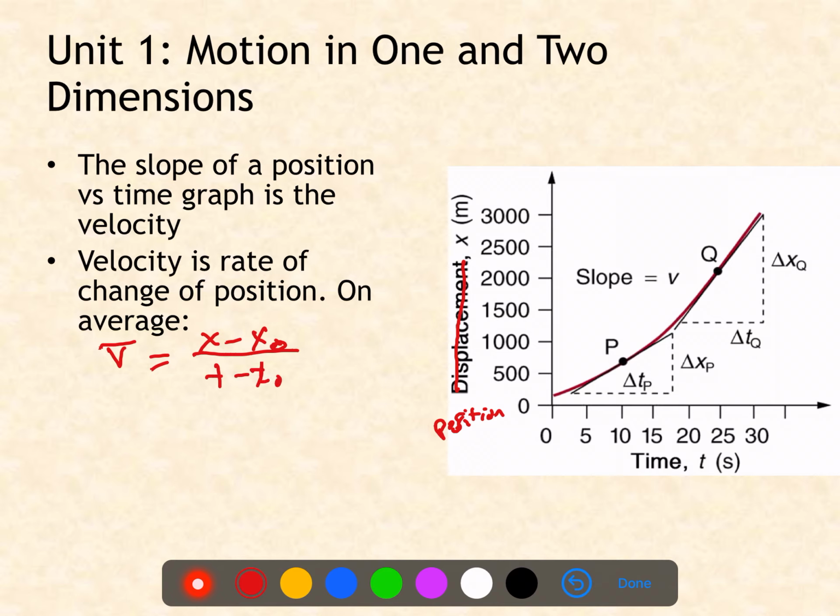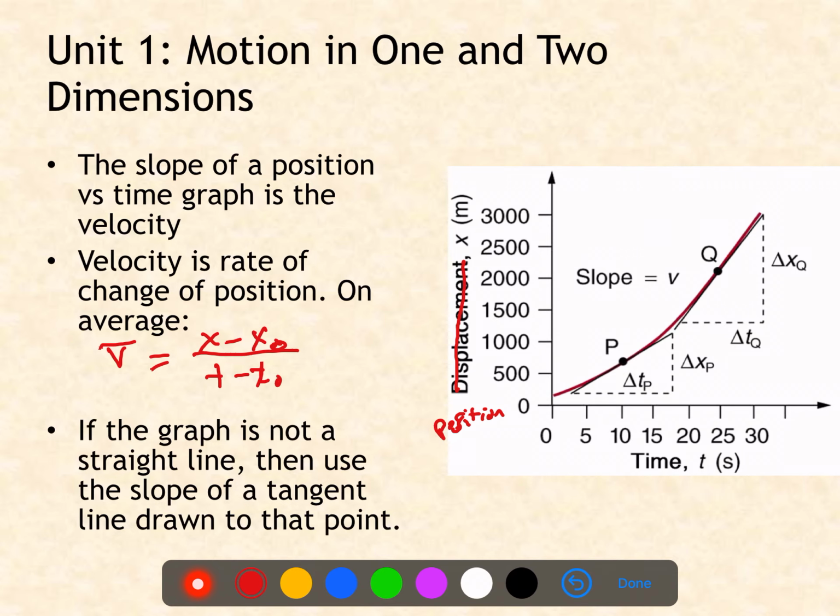So for example, if we have a curved path, then we take a tangent line like what you're seeing here at point P and Q. Then it would be this delta x_P divided by delta t. In other words, rise over run will tell me the slope at this point P, and that will be my velocity.